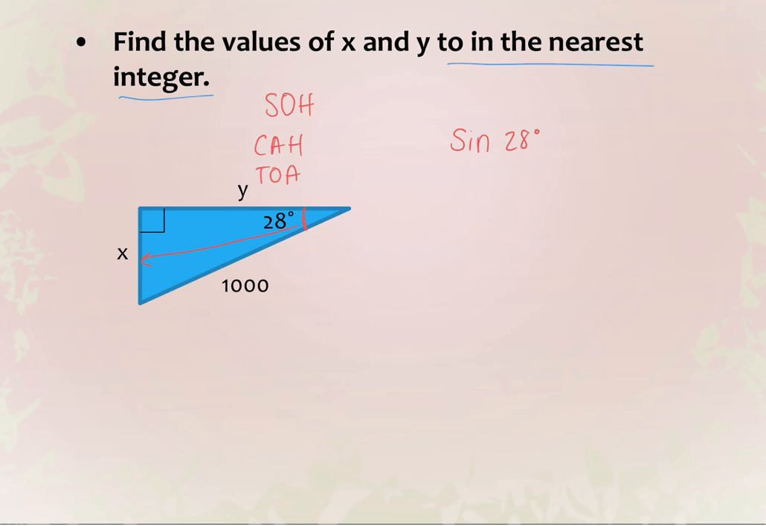The sine of 28 degrees is going to be the opposite over the hypotenuse. In other words, what's opposite the 28? X over, and what's our hypotenuse? 1,000. So we have sine of 28 degrees equals x over 1,000. Do we know how to solve this?